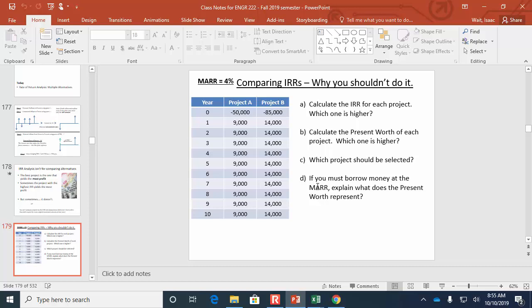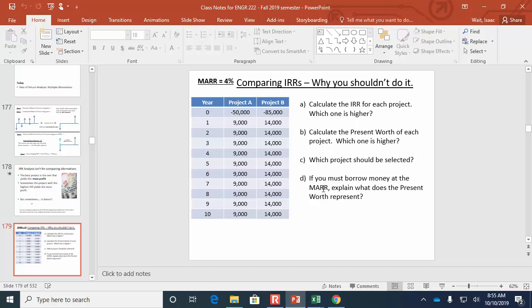The MAR represents the highest interest rate allowed, while the present worth represents how much all the values are worth today. Okay. I think that's mostly right. You said the MAR represents the highest interest rate that's allowed, and it's not necessarily the highest, because our MAR could have been 5% and we still would have made a profit on both of these projects.